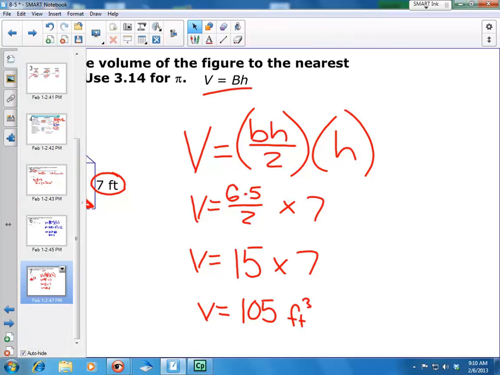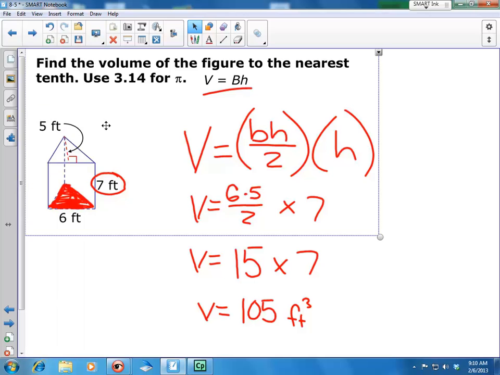All right, let's take a look and let's see. Do we have any more, or was that the last one? That was the last one. Okay, so are there any questions on how we solve for volume on a prism or a cylinder? No? Excellent. Then let's get to work.